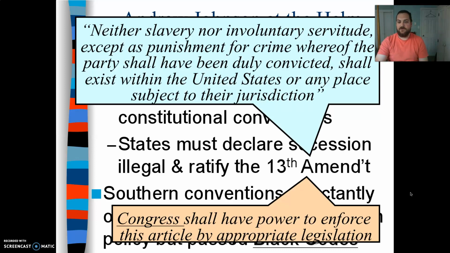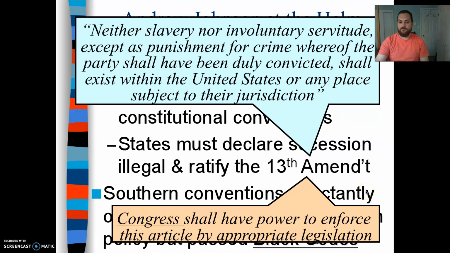Congress, in the 13th Amendment, says neither slavery nor involuntary servitude, except as punishment for crime whereof the party shall have been duly convicted, meaning if you're in prison, they can ask you to do things, shall exist within the United States or any place subject to the jurisdiction. Neither slavery nor involuntary servitude is legal. Congress has the power to enforce this.